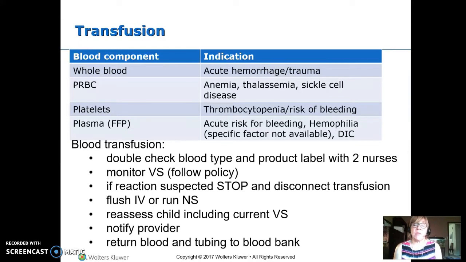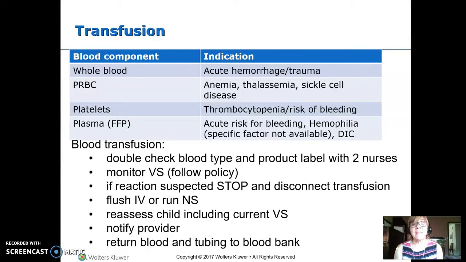So when we do transfusion, we have different choices. We can give whole blood or we can give just a part of the blood. Whole blood usually is when we need that volume. We need everything in there and we need volume. So that's when somebody's lost a lot of blood, an acute hemorrhage or a trauma. Often we separate out the red blood cells. So if they're anemic, the definition of anemia is having a low red blood cell count, all we do is give them the red blood cells. And some disorders that cause anemia are thalassemia and sickle cell disease.